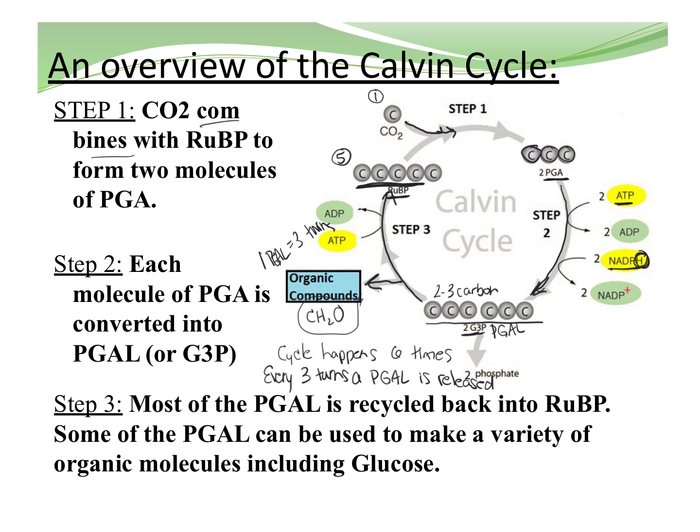So, again, CO2 combines with RuBP, just like with respiration. You get a 1 carbon molecule combined with a 5 carbon molecule. Those two immediately split into 3 carbon molecules, PGA.